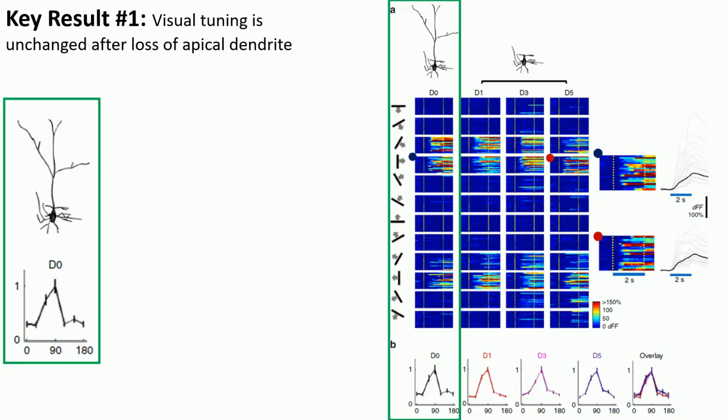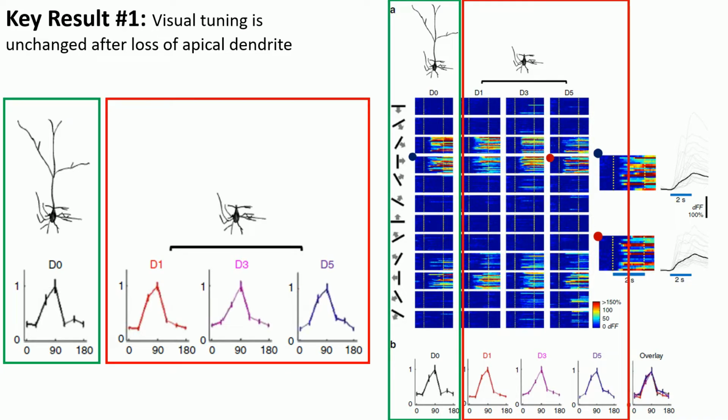Here is the response of the neuron to visual gratings at different angles on day 0, that is, prior to cutting off the apical dendrite. And here is the response of the same neuron on day 1, 3, and 5 after cutting off the apical dendrite. Amazingly, the response is statistically unchanged, despite the fact that the cutting removed 40% of the neuron's synaptic inputs.